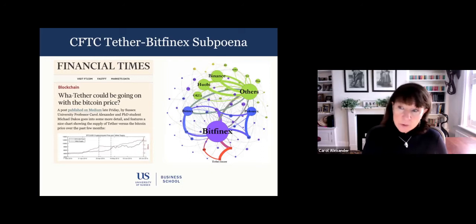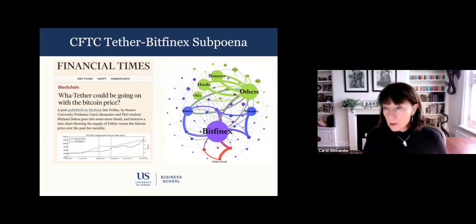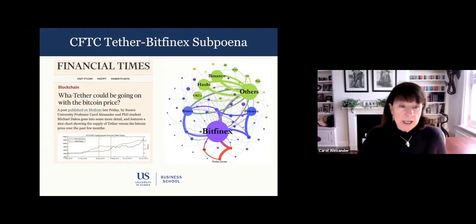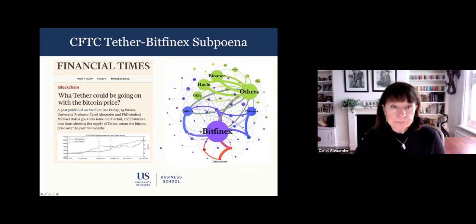Now, Tether is a stable coin that is supposed to be linked one for one with the dollar. But the collateralization of the Tether company should be over $16 billion, because that's how much they've printed by now. And on the left here is an article that I published with one of my PhD students, Michael Dakos, which was also in the Financial Times recently.